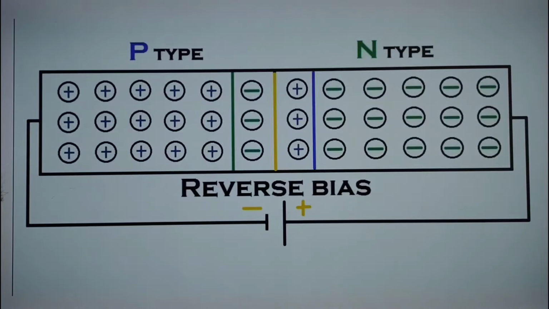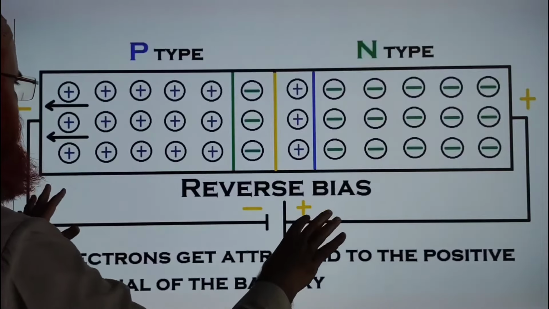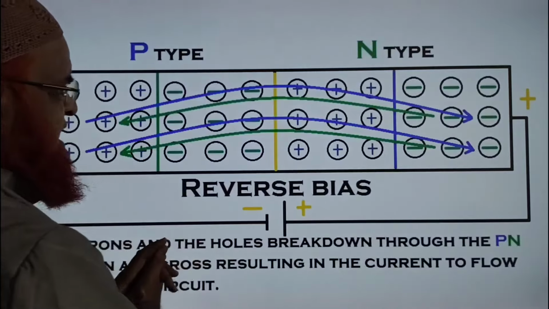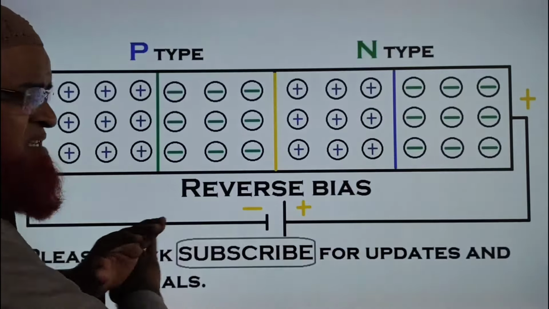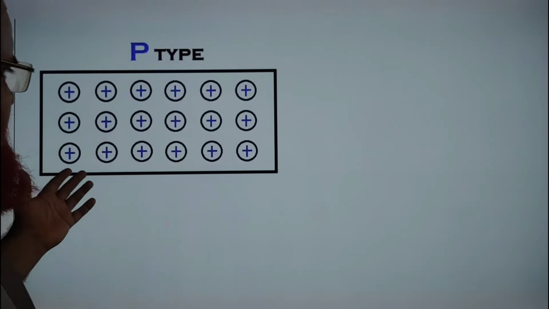This is called reverse bias. Reverse bias means positive connected to negative, negative connected to positive. This is called reverse bias. Now ions will move and the depletion layer size will increase. There is no transfer of electrons and holes. No current flows. And hence, let us see what is going to happen.